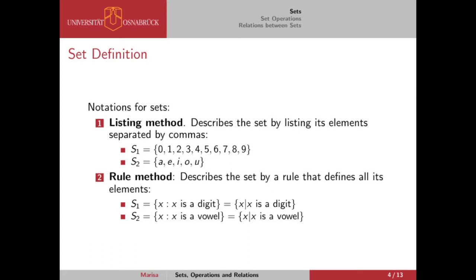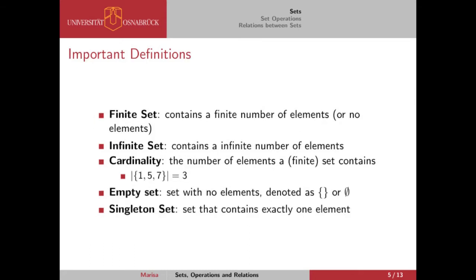So now that you know what a set is and what it looks like, let's move on to some important definitions. As already stated earlier, a set can contain either finitely or infinitely many elements. A set that contains a finite number of elements is therefore called a finite set. Note that a set with no elements is also a finite set.